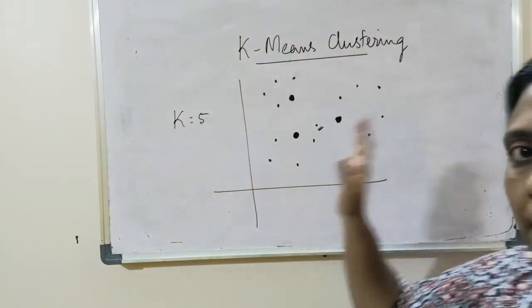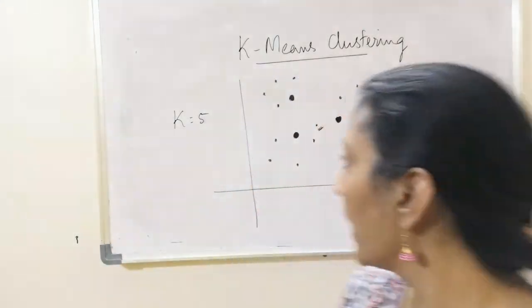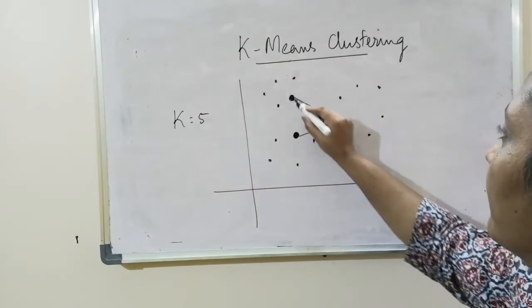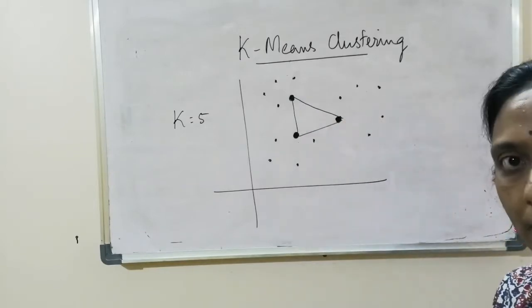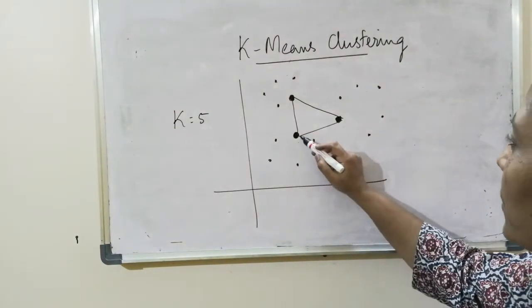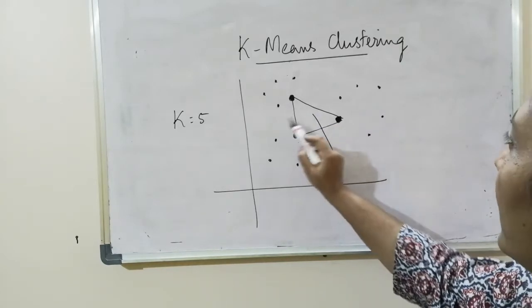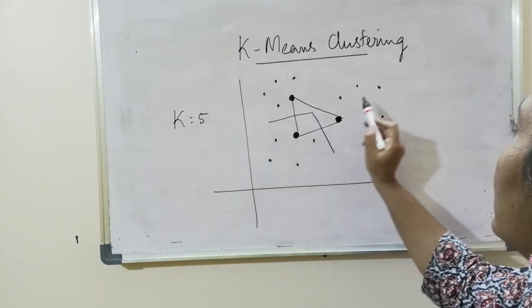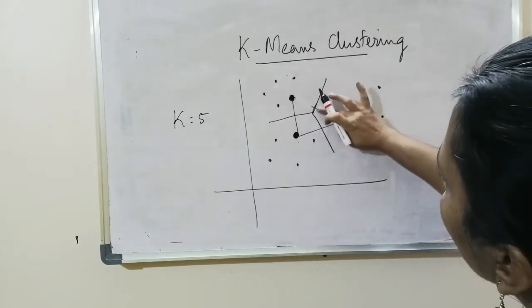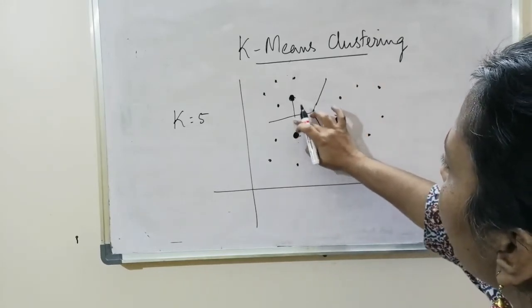So the next step after finding out the seeds is to form bisectors. Here I am going to draw straight lines connecting all the seeds, and then draw perpendicular bisectors for each of the straight lines. What is the perpendicular bisector for this? It is this. And what is the perpendicular bisector for this? It is this. What is the perpendicular bisector for this? It is this. These are the lines which indicate the perpendicular bisectors.